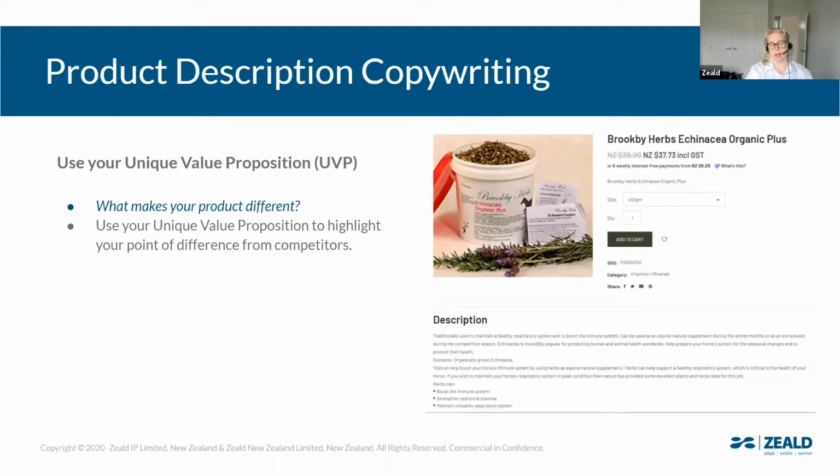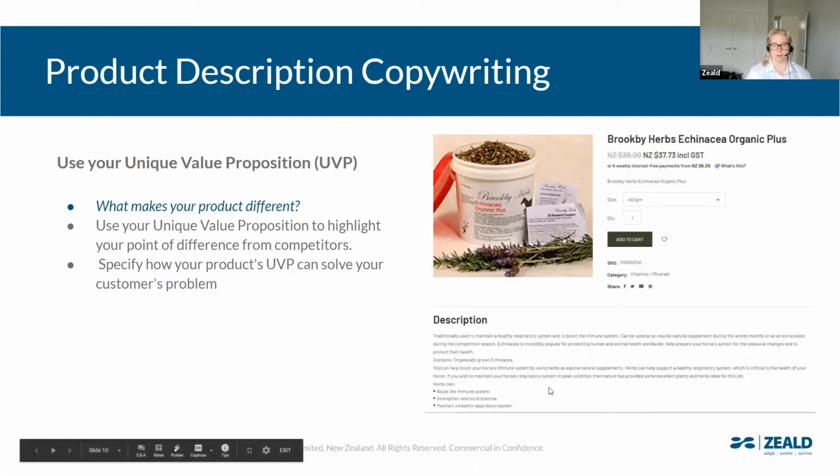Not only will it come up in your product description, but it's also going to be very helpful for the search engine as well, especially if you're the only one that's offering something like that when it comes to a point of difference. You need to specify as well how your product's UVP, unique value proposition, can solve your customer's problem. So again, here, we've talked organically grown, and then we immediately go on to how it will boost the horse's immune system. So this is for a vet company.